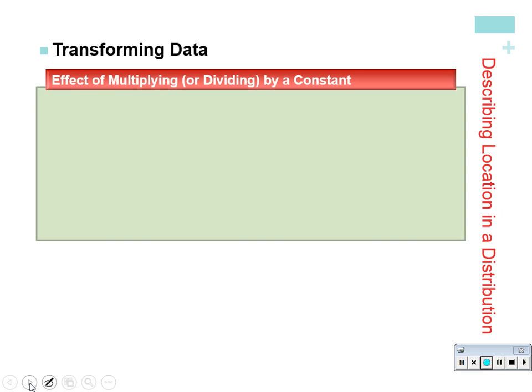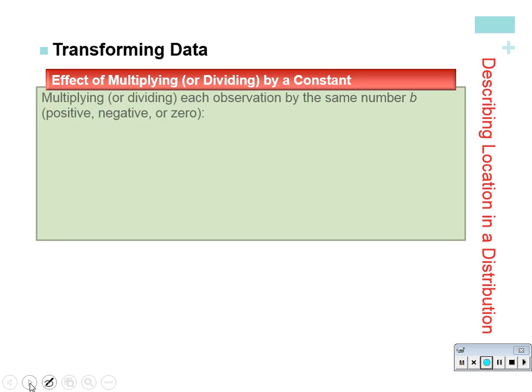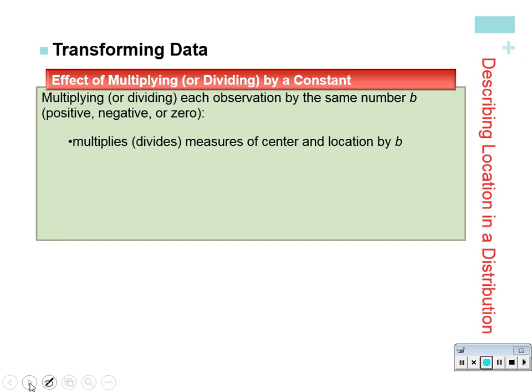But what about the effects of multiplying or dividing by a constant? This would be if we took all of the data values in the set and multiplied or divided them by a constant. In terms of center and location, those values are going to change by whatever you multiply or divide by. So measures of center and measures of location change no matter what you mathematically do to all your data values. If you add, subtract, multiply, or divide, your center and location are always going to change by whatever it is that you added, subtracted, multiplied, or divided by.